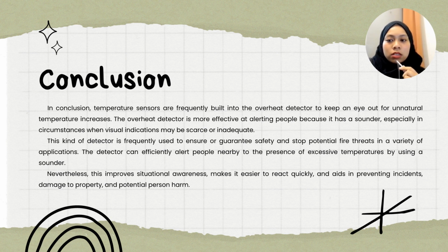A sounder-based overheat detector is a useful tool used to identify excessive heat and issue an auditory alarm or warning. So this kind of detector is frequently used to ensure safety and stop potential fire threats in a variety of applications. And the detector can efficiently alert people nearby to the presence of excessive temperatures by using a sounder.